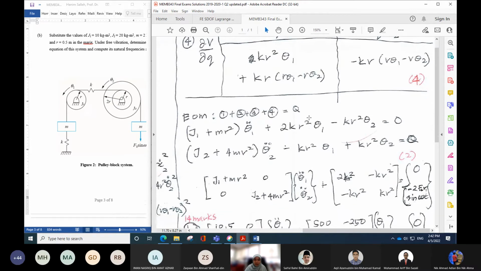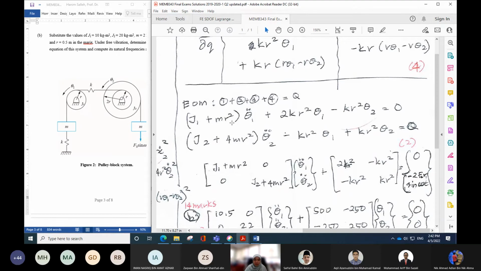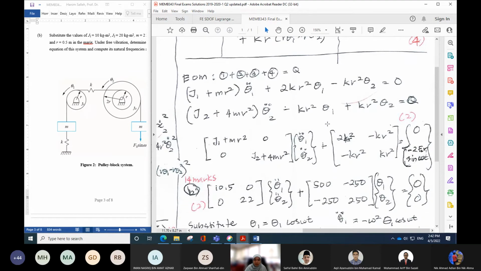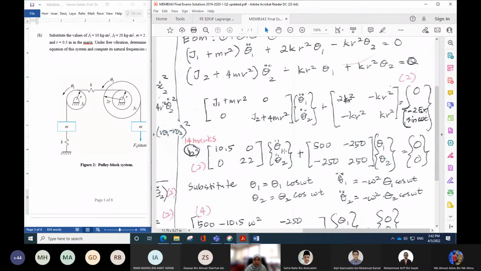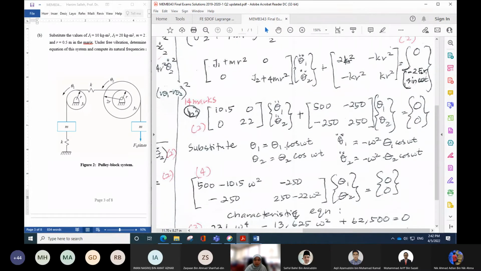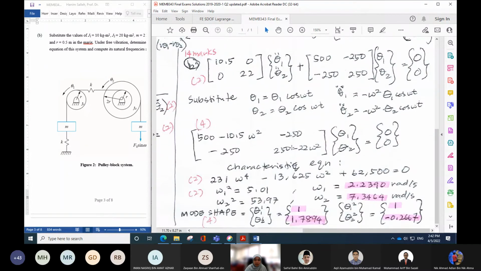All right, once you've done that, you add all the terms up. So you get these 2 equations, and you can rearrange them in matrix form. Substitute your assumed solutions, and then get your characteristic equation. Get the determinant. That's how you get the characteristic equation. And you can solve for your omega 1 and omega 2 using a calculator. After that, you can get your mode shapes.